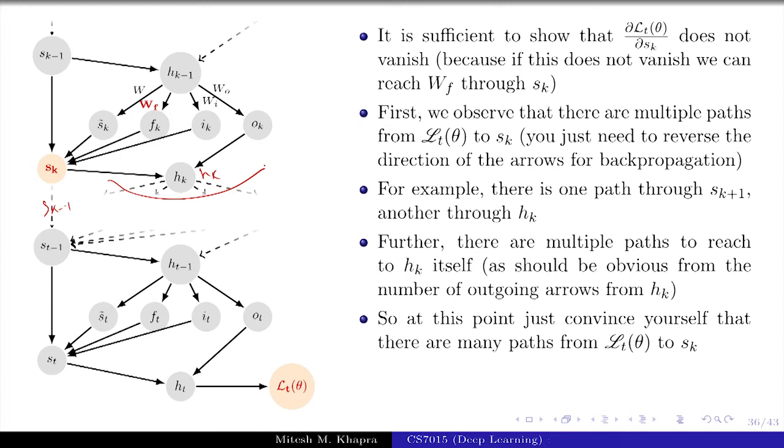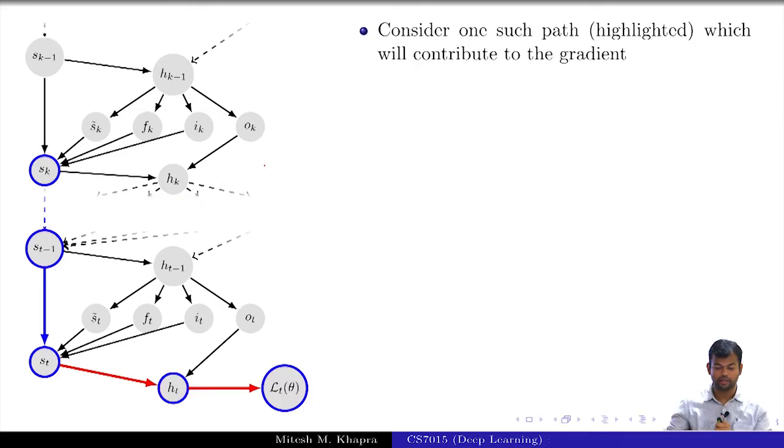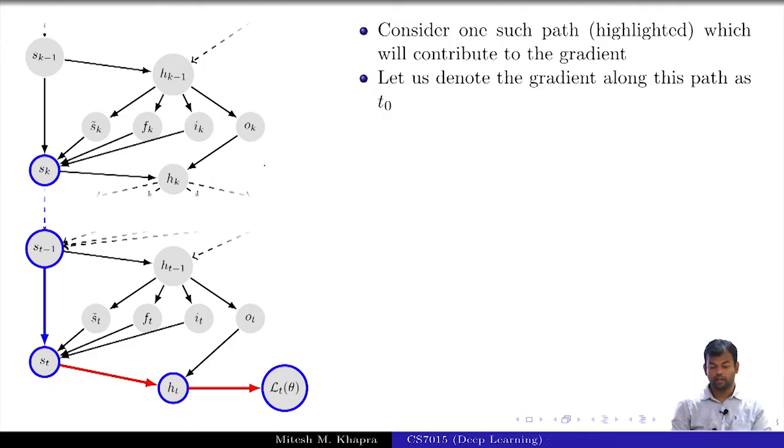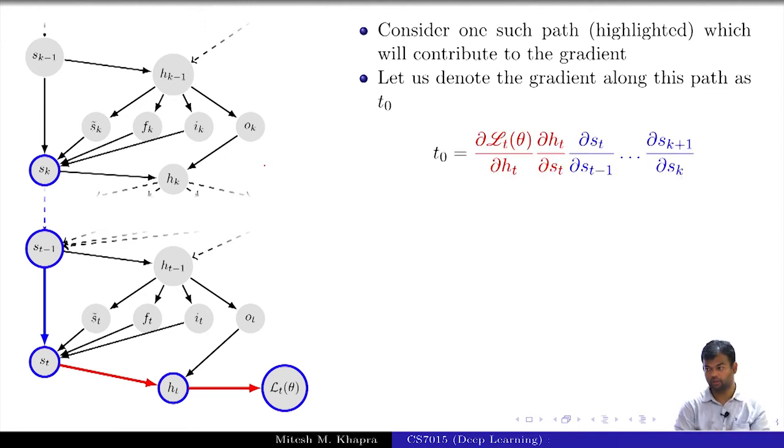Now to show that the gradient does not vanish, what do I need to show? Of all these paths, there exists at least one path through which the gradient can flow. That's what I need to show. Even if it vanishes across all the other paths, I'm still fine with it. So now consider one such path, which is this highlighted path. That's a valid path to reach s_k. Let us denote the gradient along this path to be T_0. The total gradient is going to be a sum of many such paths. So I'm calling this path T_0, and this is what the gradient looks like.